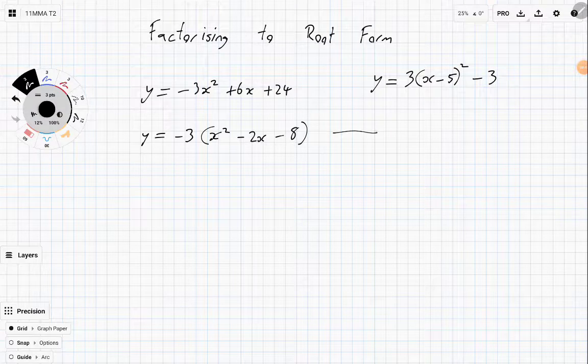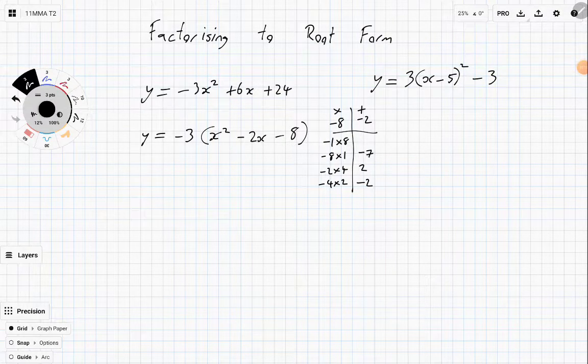So I'm looking for two numbers that multiply to negative 8 and add to negative 2. It could be negative 1 times 8 or negative 8 times 1, but they both add up to 7 and negative 7 each. It could be negative 2 times 4, but that adds up to 2, or it could be negative 4 times 2, which does add up to negative 2. So we know which one it has to be. It has to be negative 4 and 2.